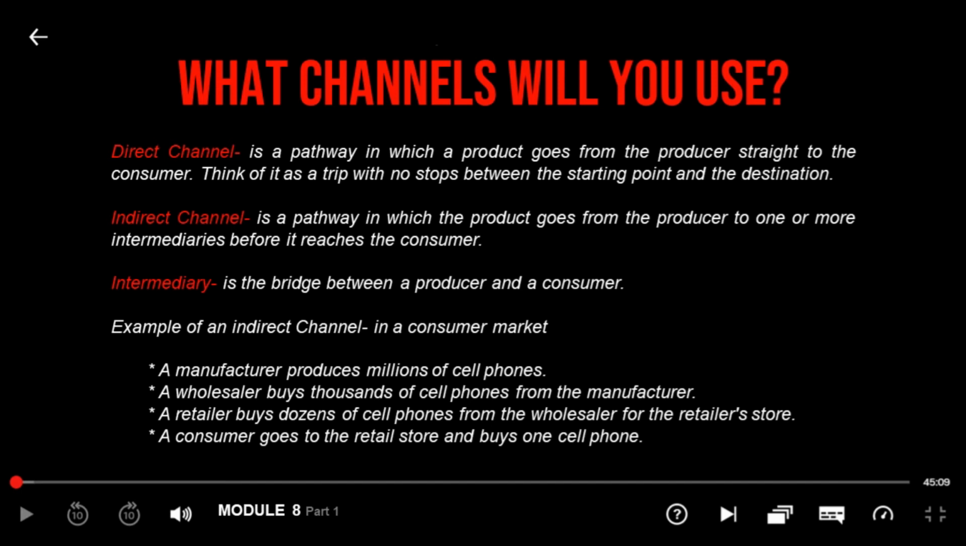Example ng indirect channel is a manufacturer produces millions of cell phones, and then the wholesaler buys thousands of cell phones from the manufacturer. Next, a retailer buys dozens of cell phones from the wholesaler for the retail store, and then the consumer or customer goes to the retail store and buys one cell phone. So, ma-determine nyo dito yung process ng indirect channel. And then next, intermediary, it is the bridge between a producer and the consumer. Like for example, dito yung mga retailer, then booker, para ma-get nung customers yung product na pinili nila.